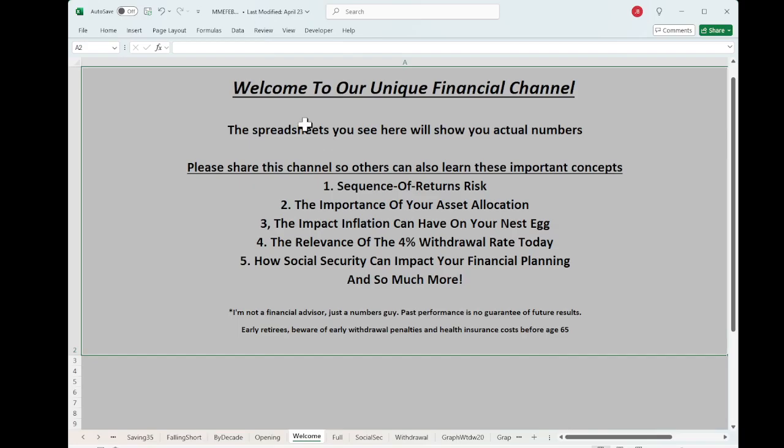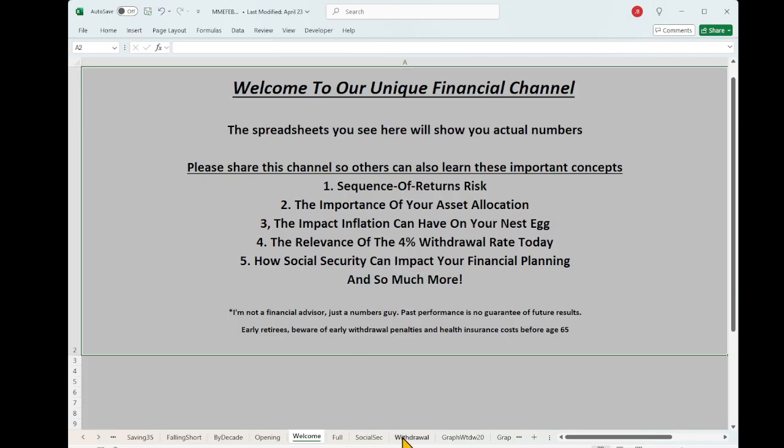Folks, what we do on this channel, we set up spreadsheets to answer these kinds of questions. We take into account sequence of returns risk. You've got to plan on that because nobody knows the future. We also look at the importance of your asset allocation. What kind of asset allocation do you need? We look at the relevance of the 4% rule. Do you need to stay close to that to have your money last? And we especially look at how Social Security can impact your financial planning.